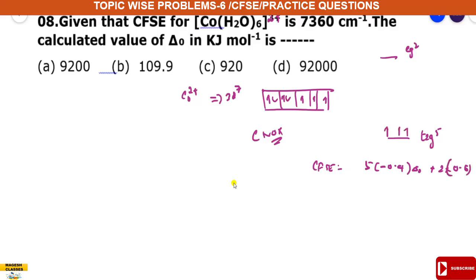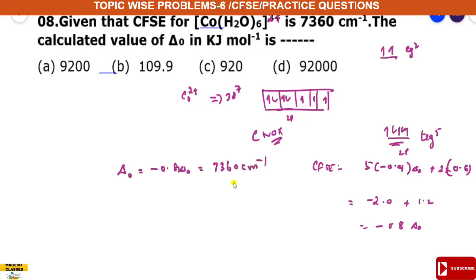Why is it 0? Only 2 pairings are here, and here also 2 pairings, so it is 0 pairing energy. So 2.0 minus 1.2, so this is minus 0.8 del O. So the CFSE is equal to minus 0.8 del O.